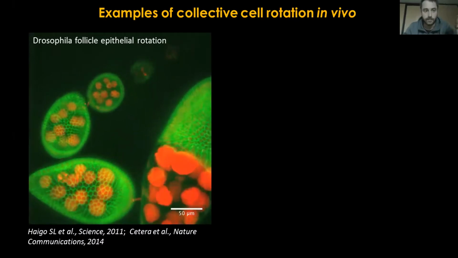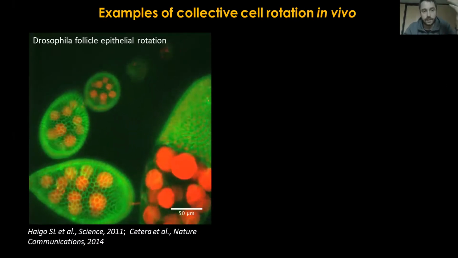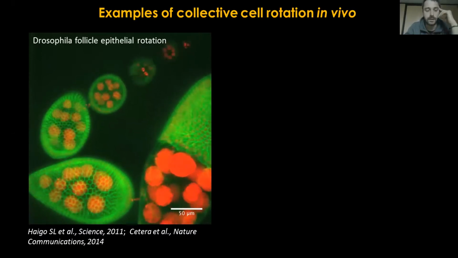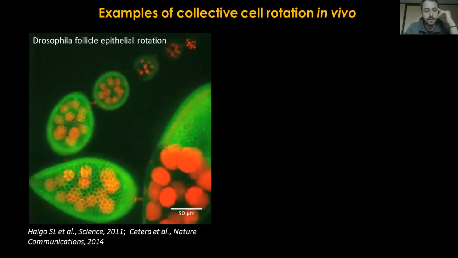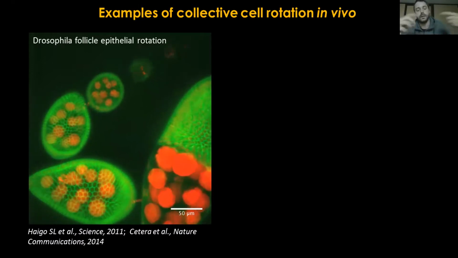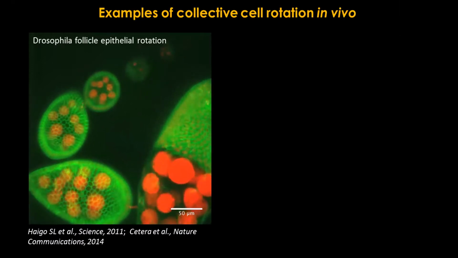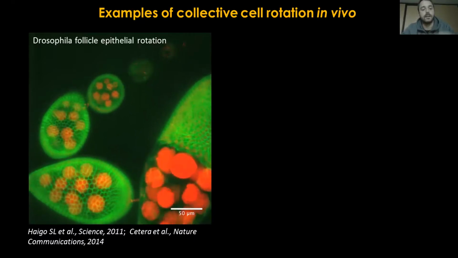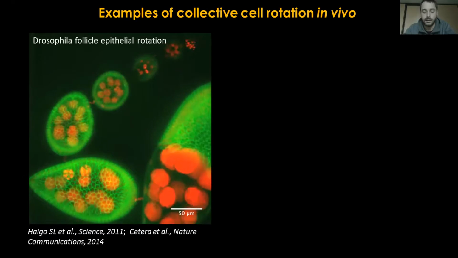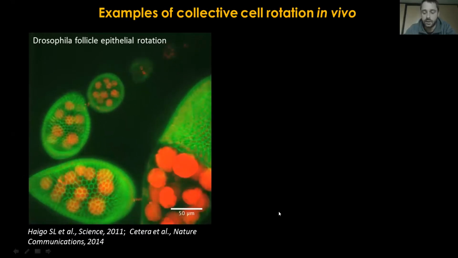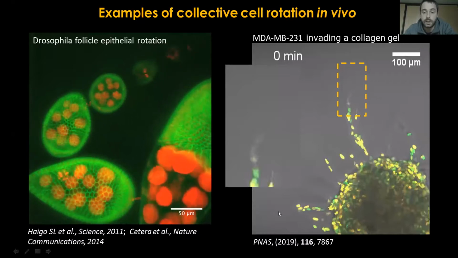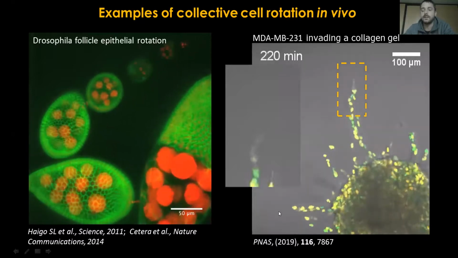vivo. And maybe the most well-known example is the Drosophila follicle epithelial rotation during the Drosophila egg chamber elongation. As you can see here, these green cells rotate around the egg, which is a very interesting phenomenon. We still don't really know exactly why it's happening, but it's believed that this collective rotation helps the egg to get shaped. And recently we also saw rotation in cancer cells exiting some spheroids.